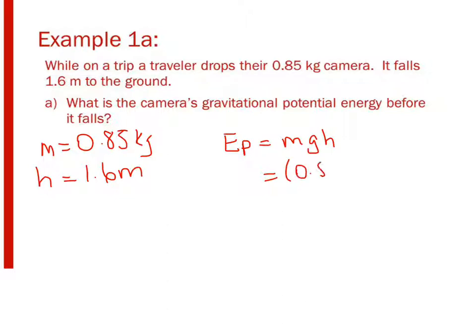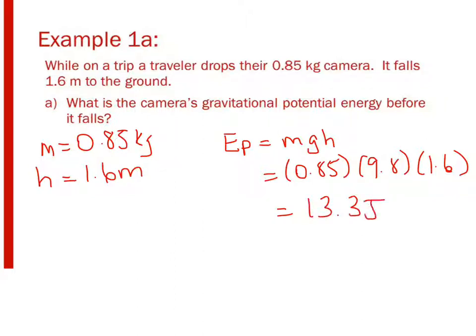So we'll put in our information and solve away. So we get 13.3 joules. And then if we go back and look at our sig figs, we only want 2 sig figs, so we're going to round to 13 joules.